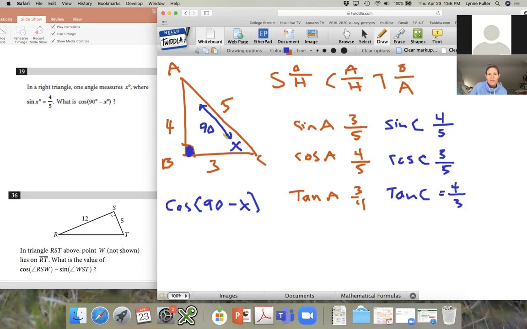So if it's cosine of 90 minus x, you're referencing the other angle. Let's call that y. So if I want the cosine of y, that's going to be adjacent over hypotenuse, which lo and behold is the same thing as the sine of x. So it's just the same thing as saying, I'm going to take the cosine of y of the other angle. So it's just a confusing way of referencing that.